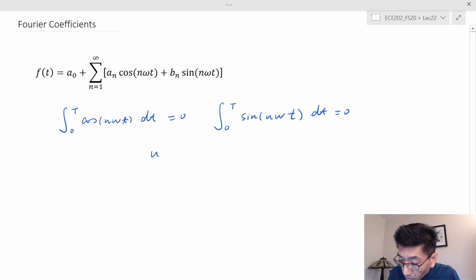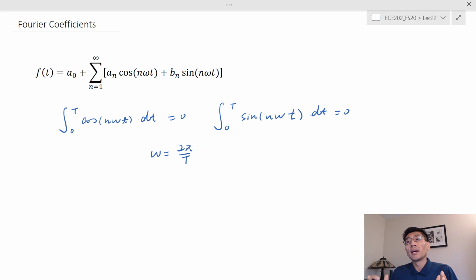Omega is equal to 2 pi over T, that means if we integrate over a fundamental period or integer multiples of the fundamental period, and we integrate the sinusoid, you get 0, right? Because the area above zero and the negative part will cancel each other. That's the fact that we're going to use over and over. We're not going to derive it mathematically.